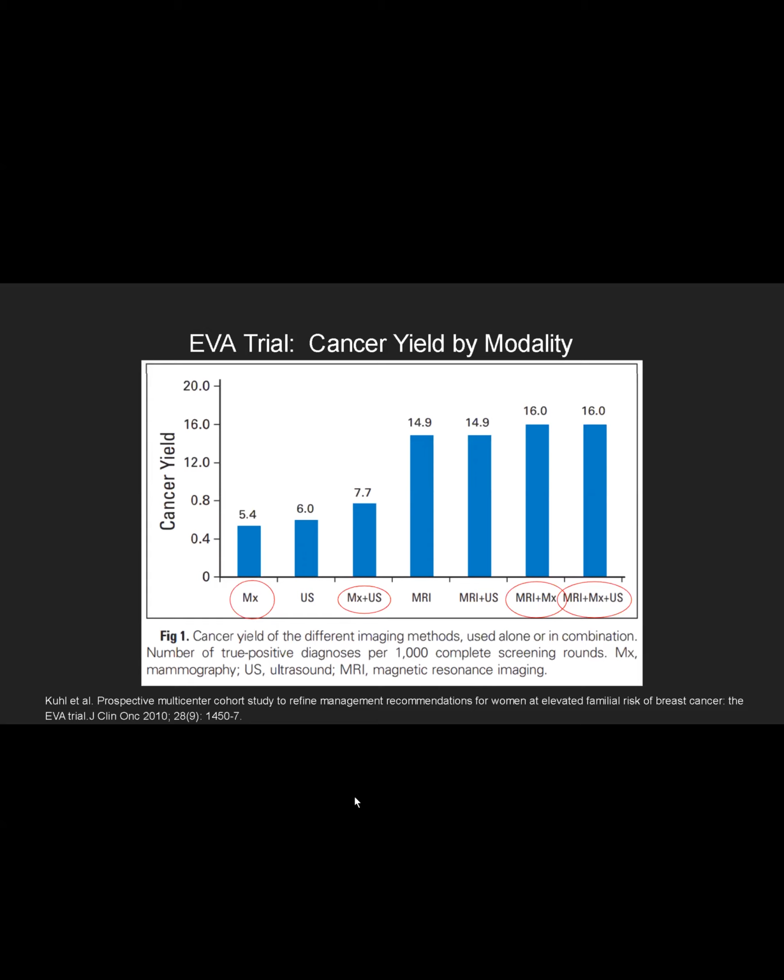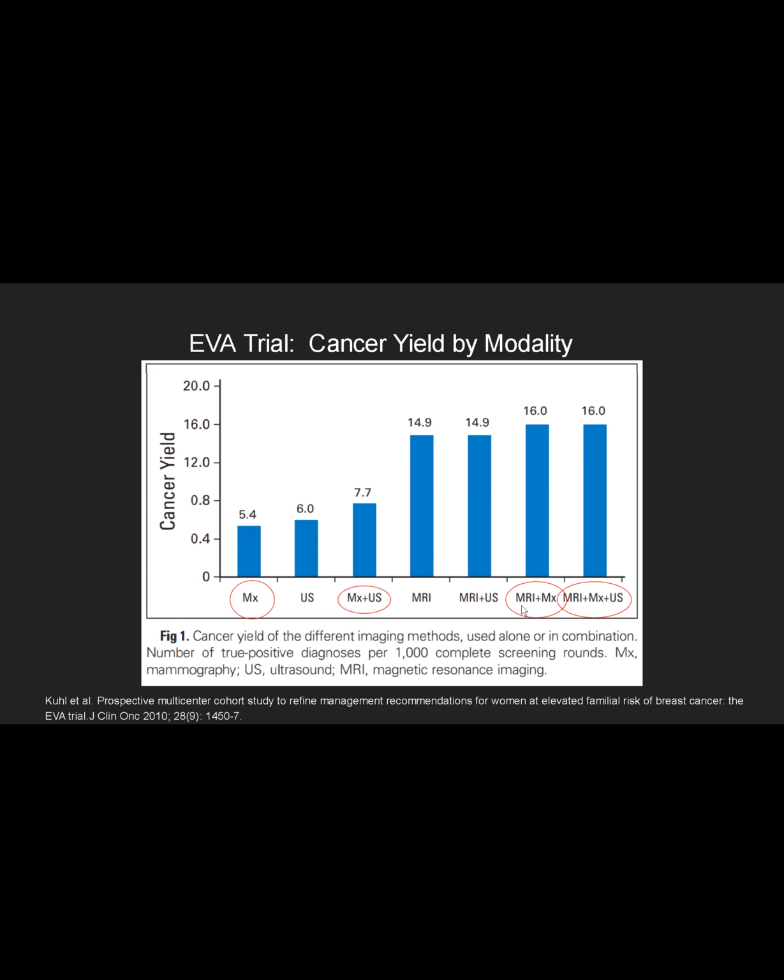And the take home from this slide is that the cancer detection rate, this is per 1,000 women, and MX in this slide stands for mammography. So approximately 5 out of 1,000 screening mammograms will show signs of cancer. If you put ultrasound with that, you have mammogram and ultrasound, you can find approximately 2 more cancers per 1,000 women. If you have MRI, your cancer detection rate is almost doubled.